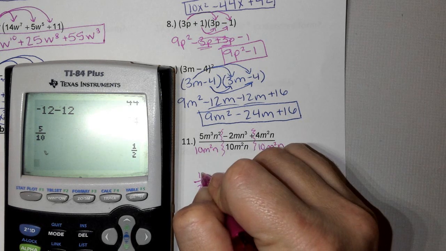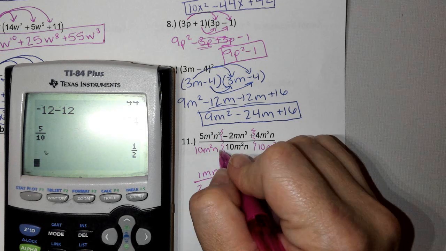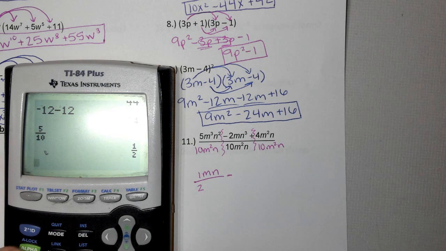There's more m's on top. 3 minus 2 is 1. There are more n's on top. 2 minus 1 is 1. So that's my first term. Bring down my minus. 2 over 10, alpha y equals enter.